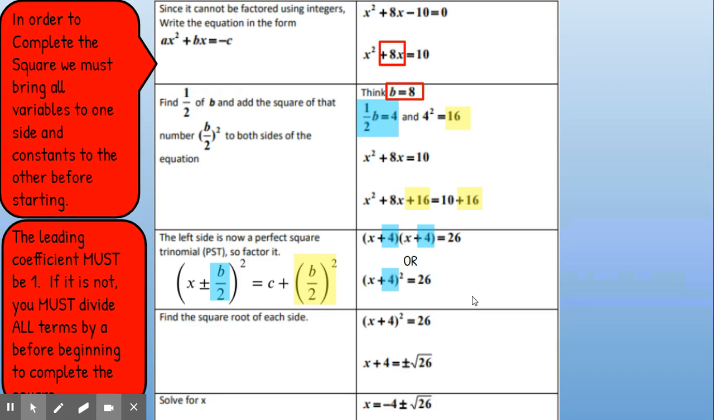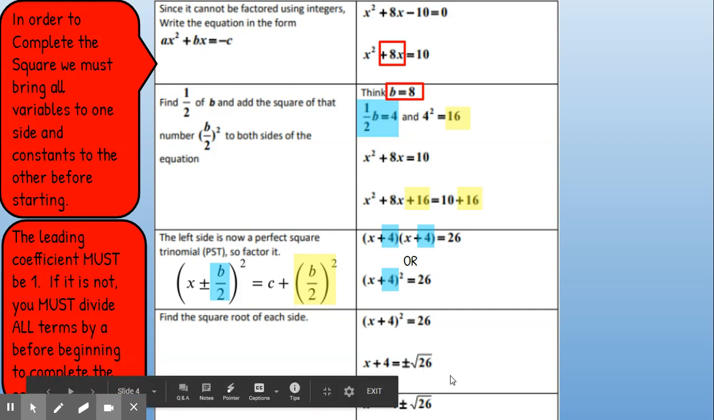Now we really want it to be this x plus 4 squared equals 26, because now that is my square root method. I can solve this by square roots. I cannot solve this by factoring because it did not equal 0. Really important there. It did not equal 0, so I cannot solve by factoring. I have to use the perfect square, or the square root method.